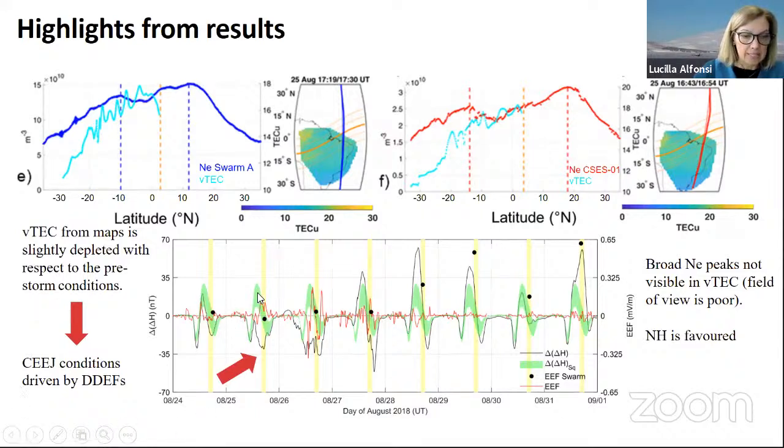In this phase of the storm, we were under counter electrojet condition driven essentially by the Sternbach dynamo conditions. And there is a broad electron density peak that is not caught by the TEC estimated by ground station because of the poor coverage, but is seen from the behavior of the in situ data.